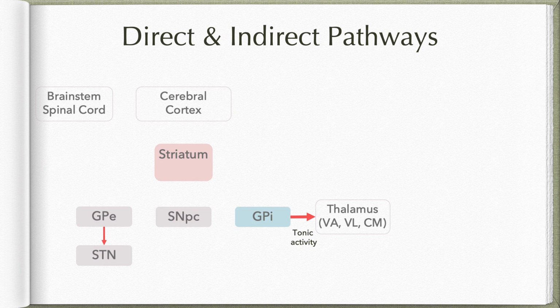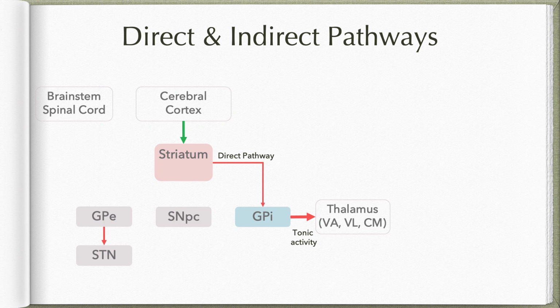Now when the cerebral cortex wants to execute any movement, it will send its output to the striatum. Striatum will take up one of the two pathways. From the striatum, either the inhibitory GABAergic fibers will project to globus pallidus internum directly. So this is the direct pathway. Here an input nucleus is directly connecting with an output nucleus. Okay, so it's a direct pathway.